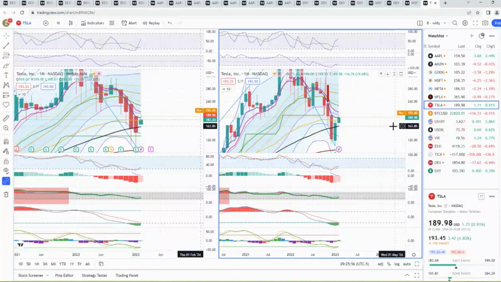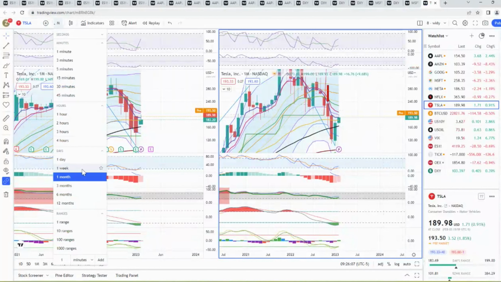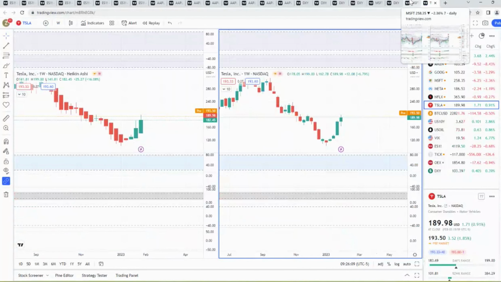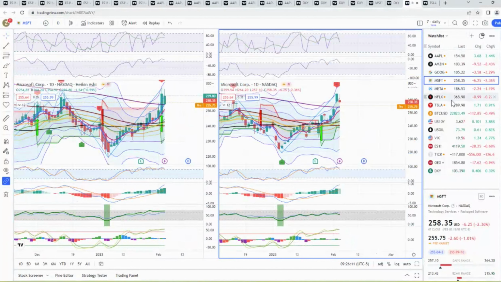So that's how I'm looking at things. To the downside, 163.80 area. To the upside, if it clears right here around 198, very likely we're going to see this 207 get tested. That's for Tesla. Come on, Tesla. We still got 4 minutes. Bear with me.